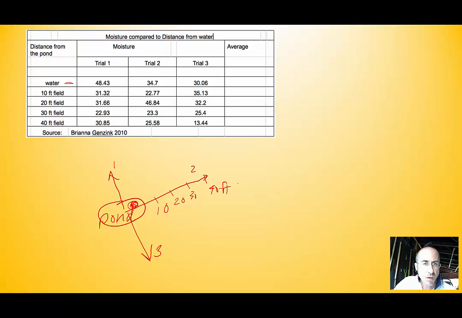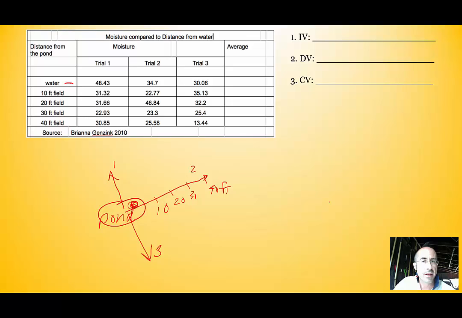Okay, so let's take a look at what we have and let's identify what our variables are here. Okay, so remember, our independent variable is what is changed. What does the scientist in this case change? Okay, so if you look at the distance from the pond, you're going to see 10, 20, 30, 40 feet. So in this case, our independent variable is going to be the distance from the pond. Okay, so that's what the scientist has chosen to change.